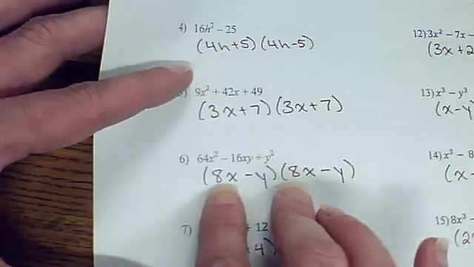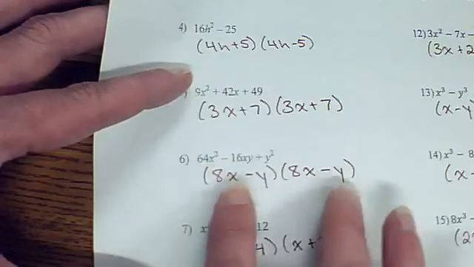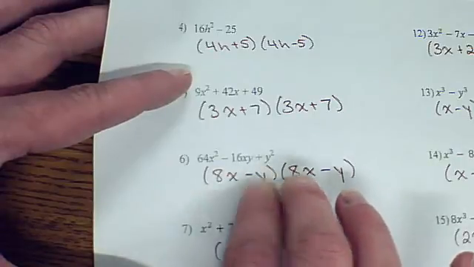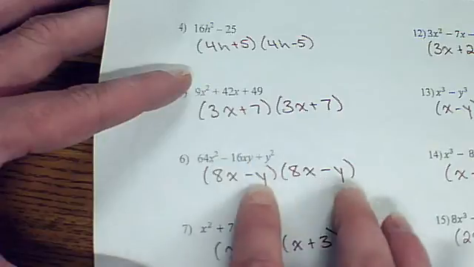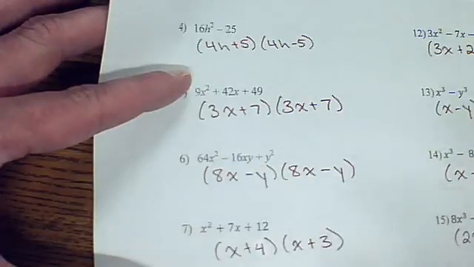Same one here. 8x times 8x gives me 64x squared. Negative 8xy and a negative 8xy would give me negative 16xy. Negative y times negative y would give me a positive y squared. You could have used the box on these, but you don't need to.